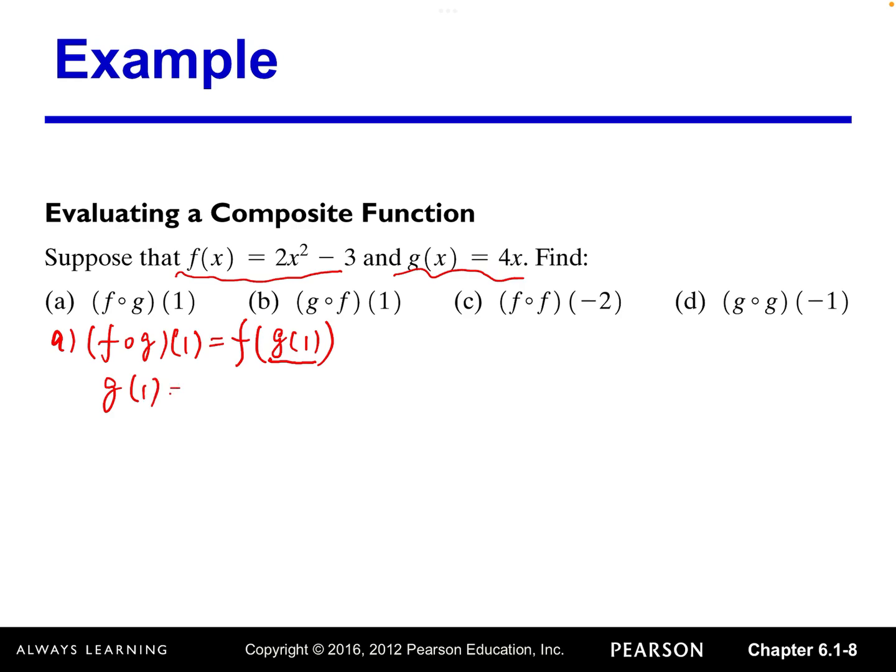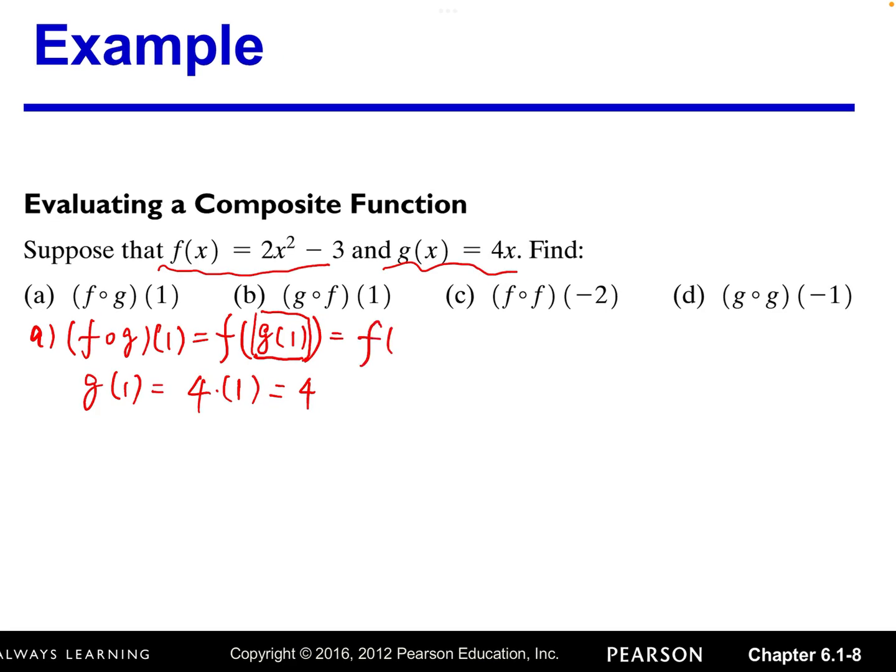So g of 1, we want to find out what that value is. g of x is 4 times x, right? And then x equals 1. So 4 times 1 equals 4. And now substitute the inner function: g of 1 equals 4. We already know g of 1 equals 4. That's why we substitute 4.